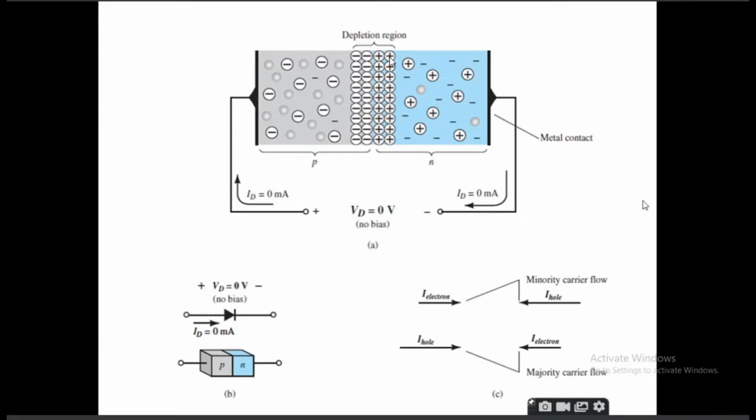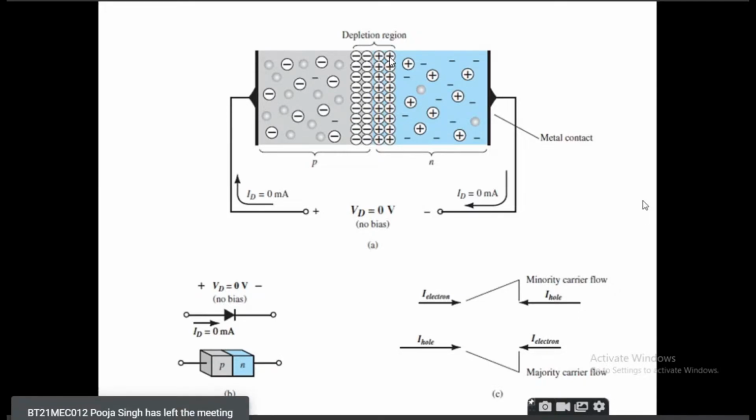So there are three things that we have seen till now: the majority charge, the minority charge, and the immobile ions. These immobile ions have a charge but they cannot move. Now if you come back to the question of what is there at the depletion region, on the left hand side, that is the P side, you can see that there is a column of negative ions.